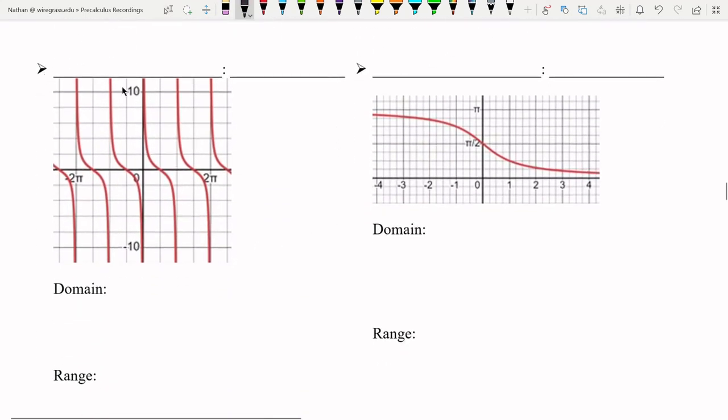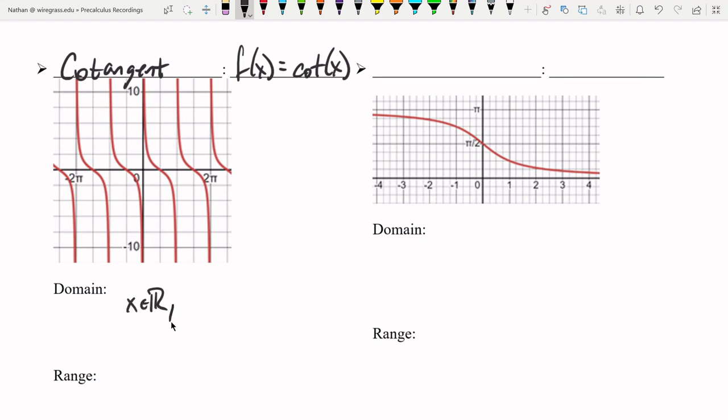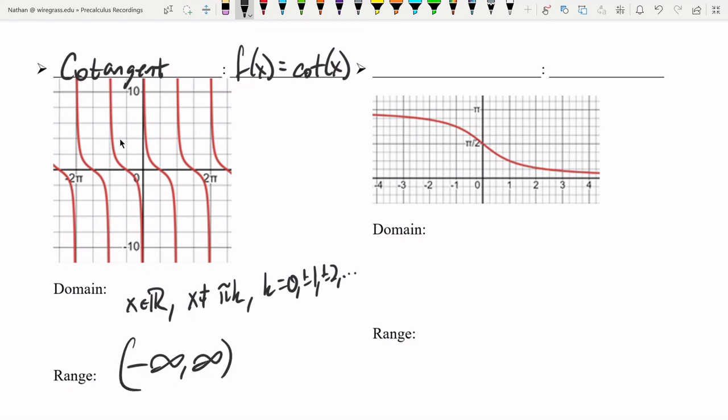This one here is the cotangent function. It's our last parent function for the trigs. Cotangent of x. Domain is, you can see that it's every pi that's been removed here. So we're going to say x is an element of R. X cannot equal pi k, where k equals 0, plus or minus 1, plus or minus 2. And the range is everything. It goes down and up infinitely.